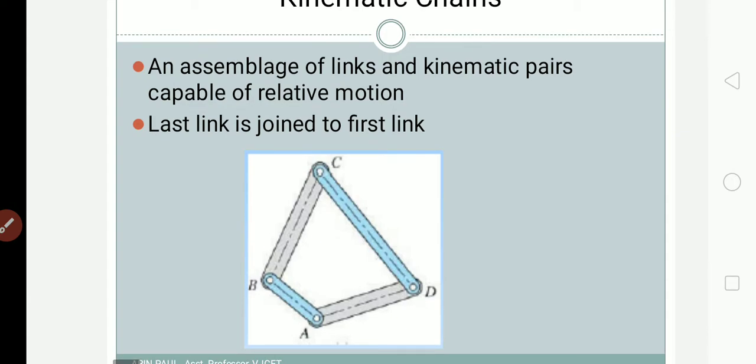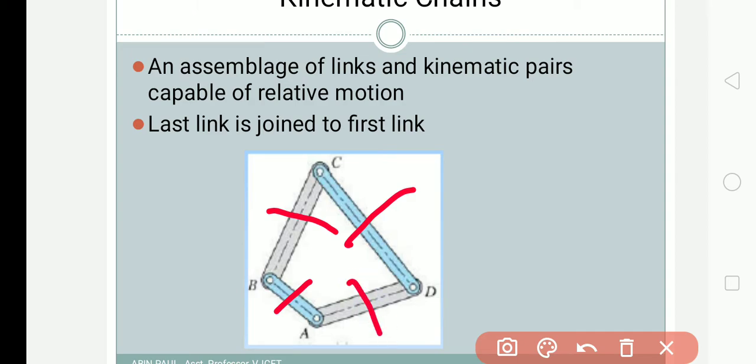So let us see this example. Here we have four links. It's a four link or four bar mechanism. So AB is one link, BC is the second link, CD is the third link, and AD is the fourth link. So we have four links, and how many pairs are there?